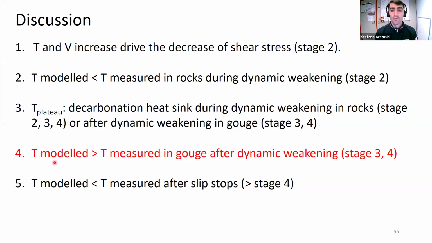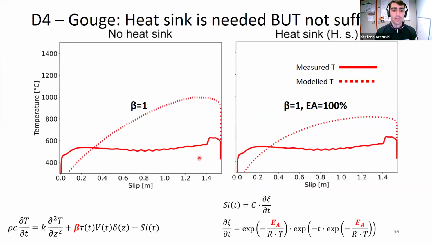Then, if we move to the gouges, we've seen that there was an important discrepancy between the temperatures obtained with numerical models and the measured temperatures. And not all of this discrepancy can be explained by the presence or absence of heat sink. Here again is the case in which there is no heat sink, and so the discrepancy would be even higher between the modeled and the measured temperatures. If we include a heat sink, there is still an important discrepancy, especially here after the dynamic weakening stage.